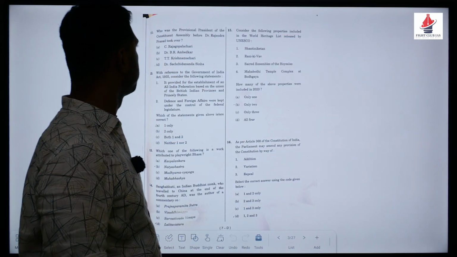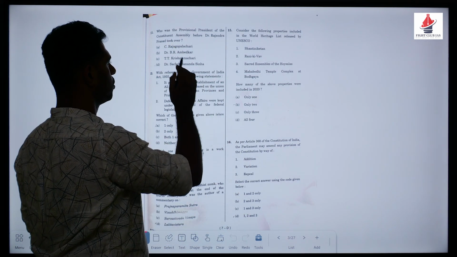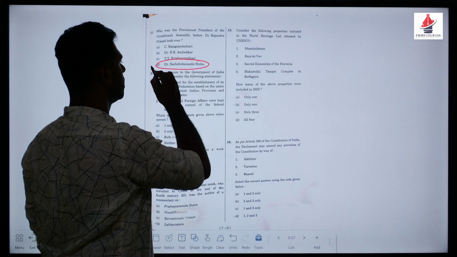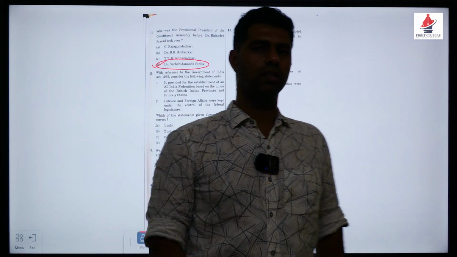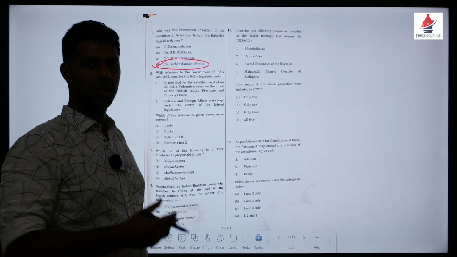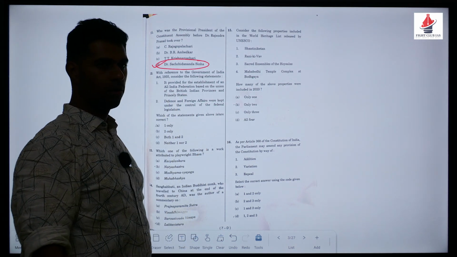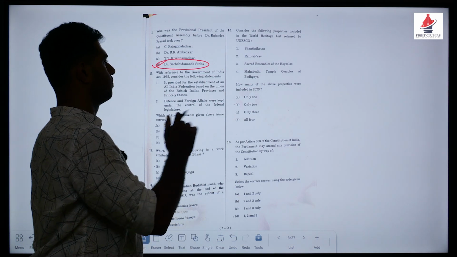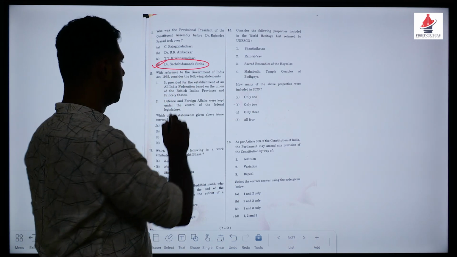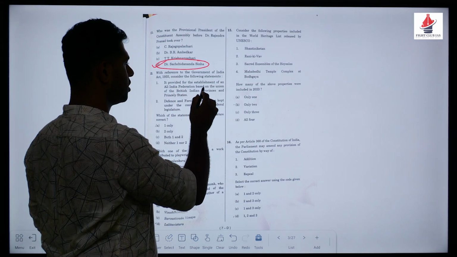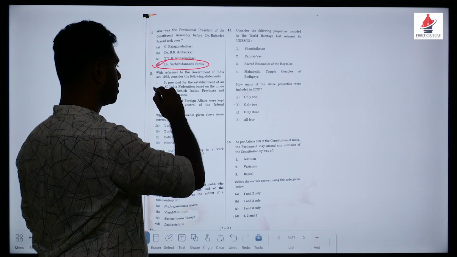Moving on. Who was the provisional president of the Constituent Assembly before Dr. Rajendra Prasad took over? It was Dr. Sachidananda Sinha. Since he was the oldest member in the parliament, he was elected as the provisional president initially. After Dr. Rajendra Prasad got elected, Dr. Sachidananda Sinha vacated the seat. With reference to Government of India Act 1935, consider the following statements. It provided for the establishment of an All India Federation based on the union of the British Indian provinces and princely states. This is correct.